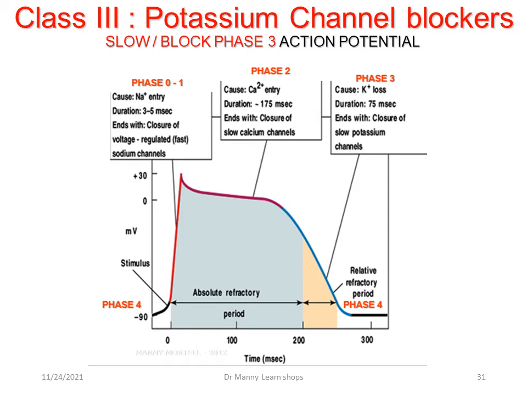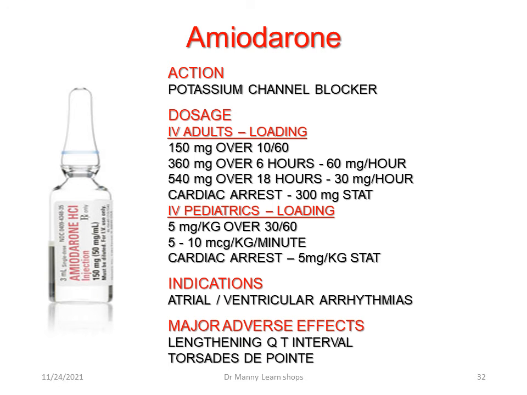Class 3 are potassium channel blockers. Now they slow or block phase 3 of the action potential, indicated there. Amiodarone is actually a class 1, class 2, class 3 and class 4, but specifically it's class 3, a potassium channel blocker. And it's a very, very potent medication. And because it's so potent, it can have major side effects as well.